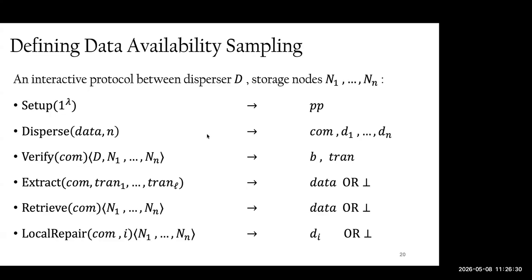The last one is local repair. This takes as input the commitment and index i. So here I'm saying that I'm trying to repair the chunk of party i. And again, I'll interact with a bunch of nodes and I'll output the ith chunk, Di, or I'll output abort.